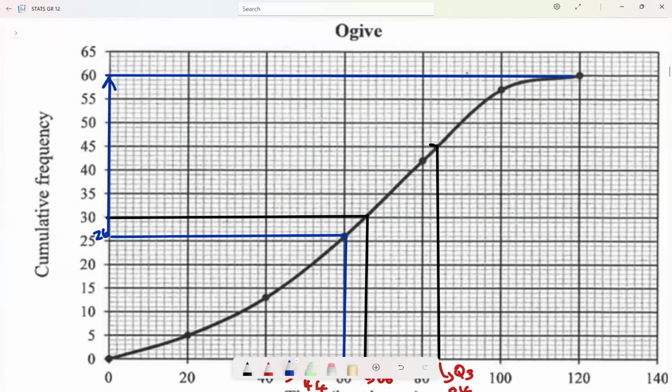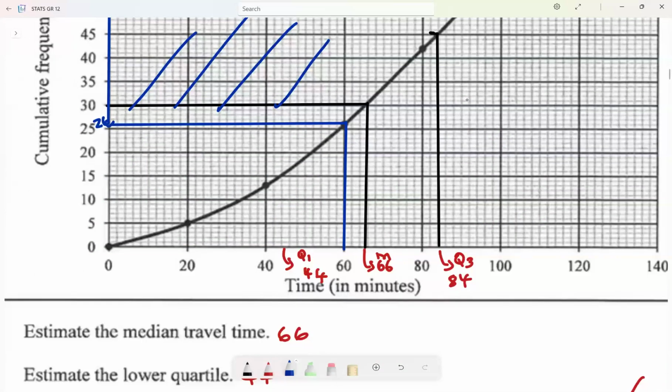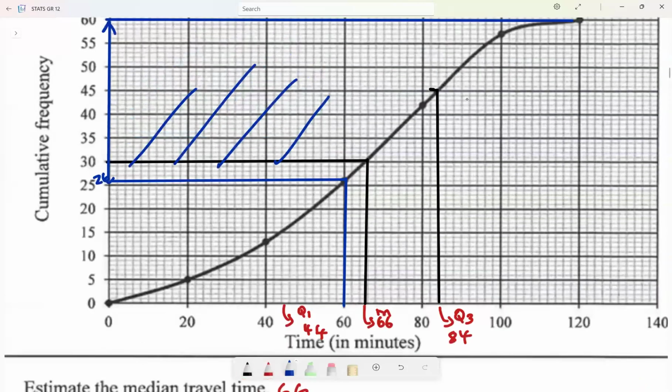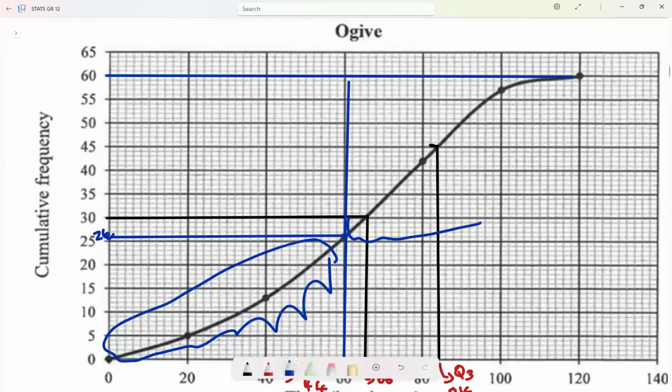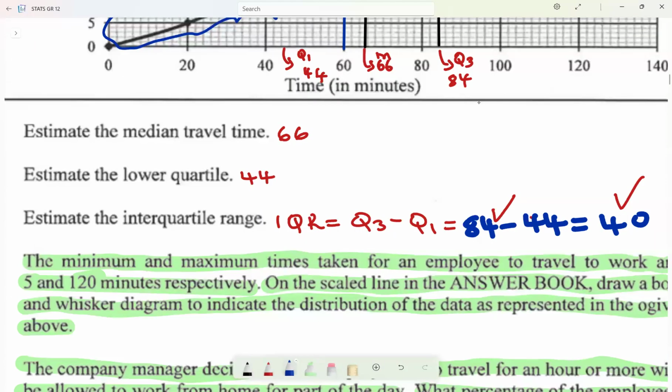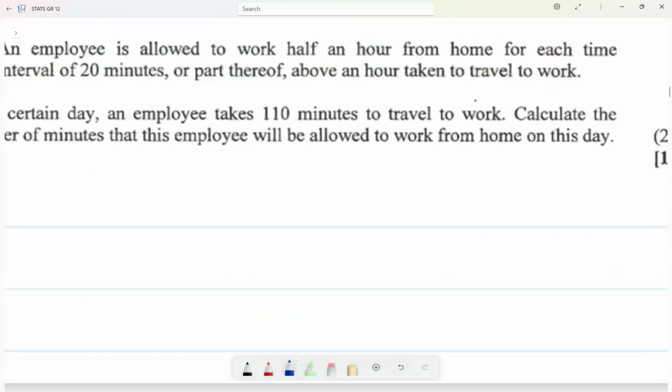this portion here, can you see they are the ones that are traveling more than an hour? Or if you want me to illustrate it, these ones here travel less than an hour. From here to there, they travel more than an hour. So how many people are there? It's going to be 60 minus 26, which is 34. So 34 people are traveling more than an hour.